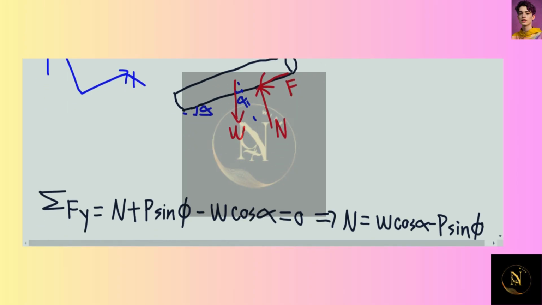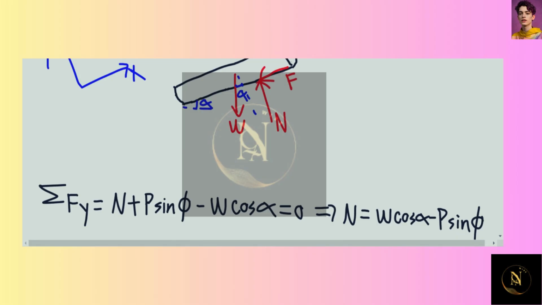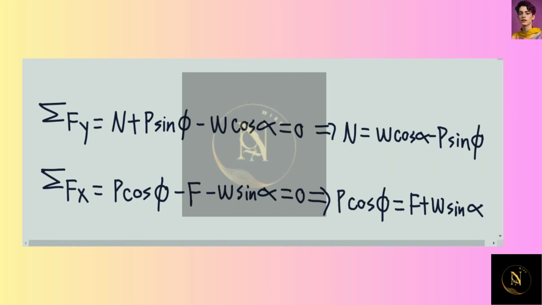The net force along the y direction is equal to N plus P sine phi minus W cosine alpha, which is equal to 0. So we have normal force N is equal to W cosine alpha minus P sine phi. And the net force along the x direction is equal to P cosine phi minus F minus W sine alpha, which is equal to 0. Therefore, P cosine phi is equal to F plus W sine alpha.